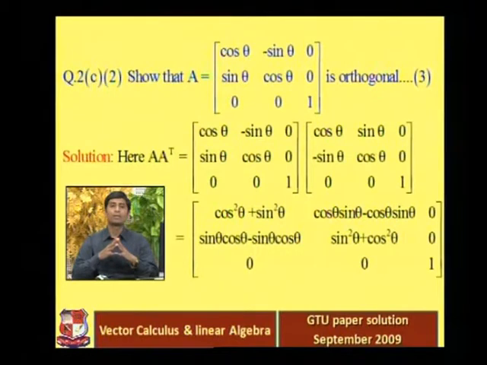As an example, just take 2 cross 3. Suppose our first matrix is in the form of 2 cross 3 and our second matrix is in the form of 3 cross 2. The number of columns in the first matrix is 3 and the number of rows in the second matrix is also 3, so we can multiply these two matrices, and the new matrix is in the form of 2 cross 2, because the number of rows in the first matrix is 2 and the number of columns in the second matrix is also 2. So 2 cross 2.